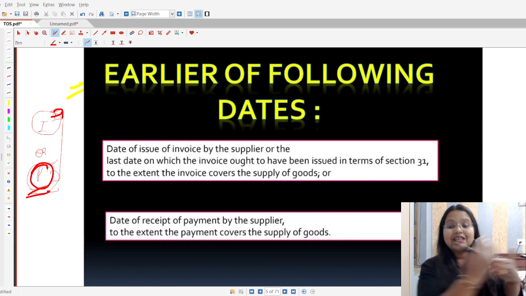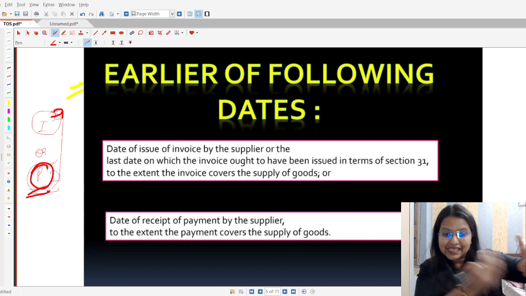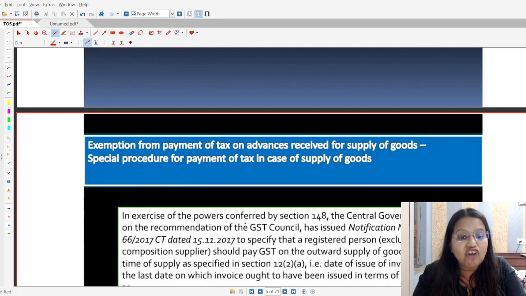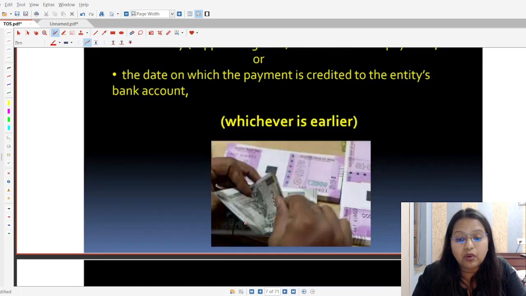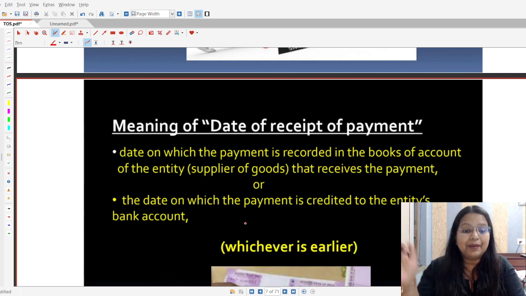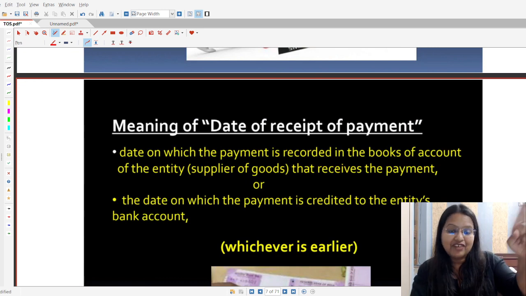So the supplier will receive the payment. Yes, okay, great. So the date of receipt of payment by the supplier. And the second case is, students, in the case of P, that is payment, we will cover the date on which the supplier has recorded this payment in their books of accounts. So whichever is earlier.